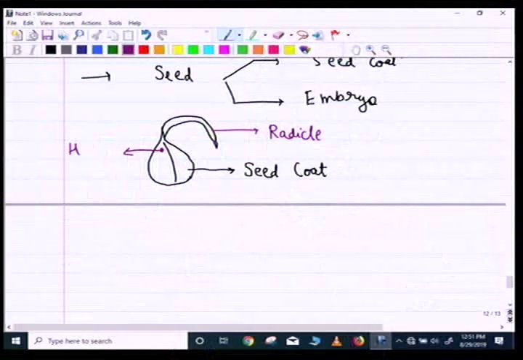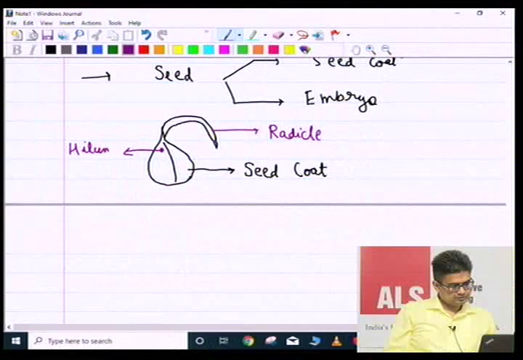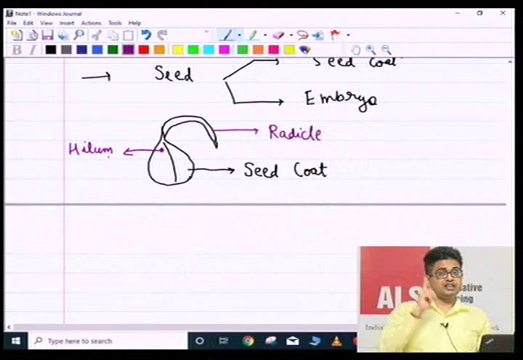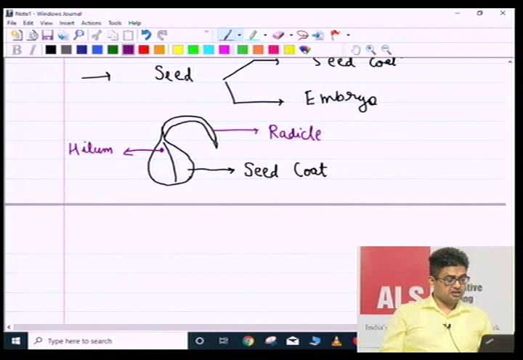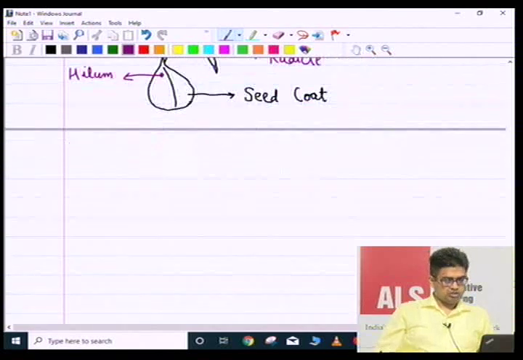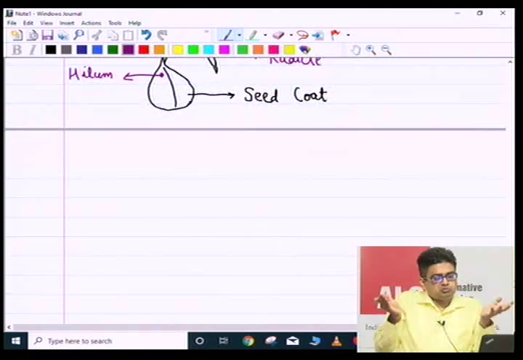So now let us perform this dissection of the seed, as you call it. This is the hilum, the point of attachment to the parent plant. Behind the hilum is the micropyle, or the air pore. Now I am opening the seed, removing the seed coat.